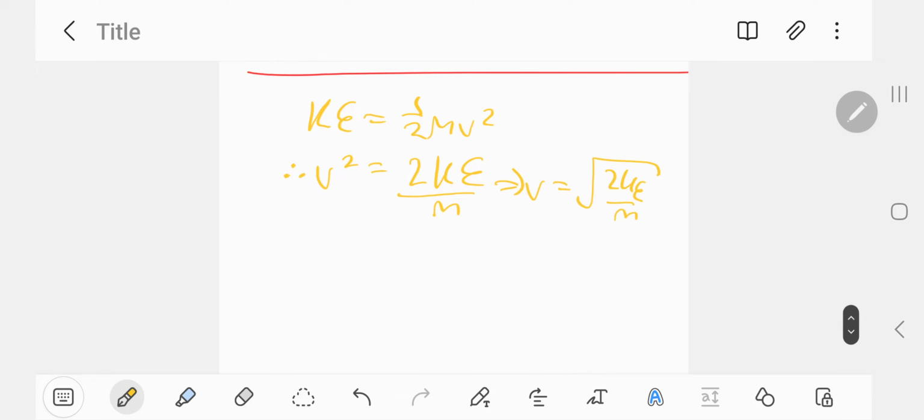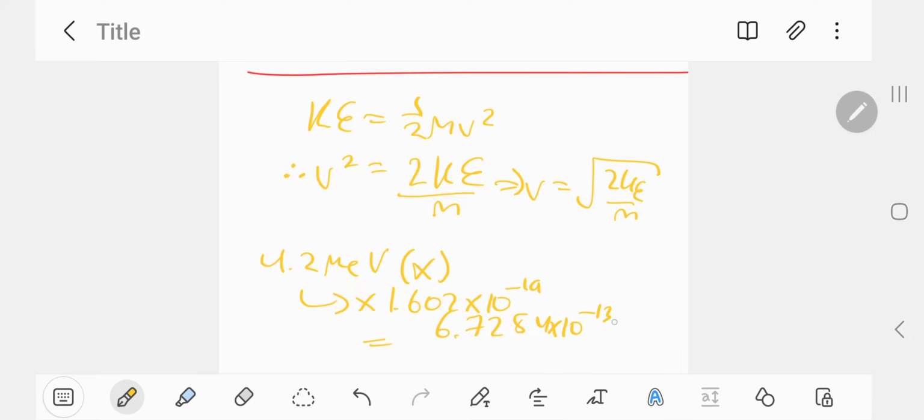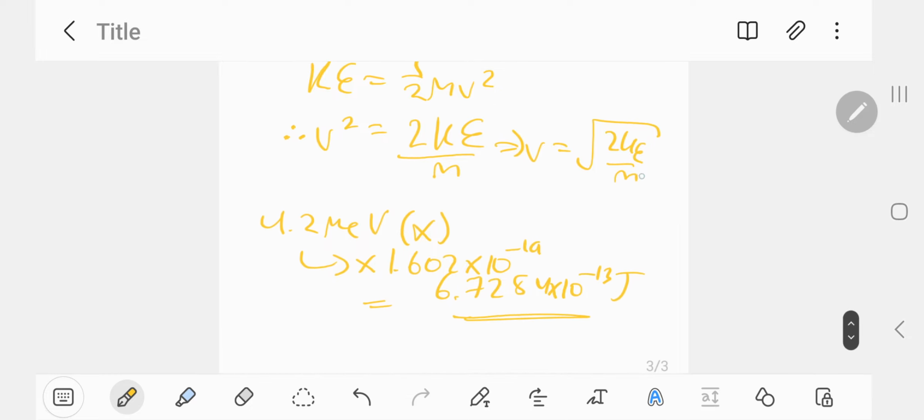Now we need the kinetic energy in terms of joules. So from before, 4.2 mega electron volts, that's for the alpha particle. We need to convert this to joules, and on the HSC data sheet, simply multiply this by 1.602 times 10 to the minus 19, and that gives you an answer of 6.7284 times 10 to the minus 13 joules.